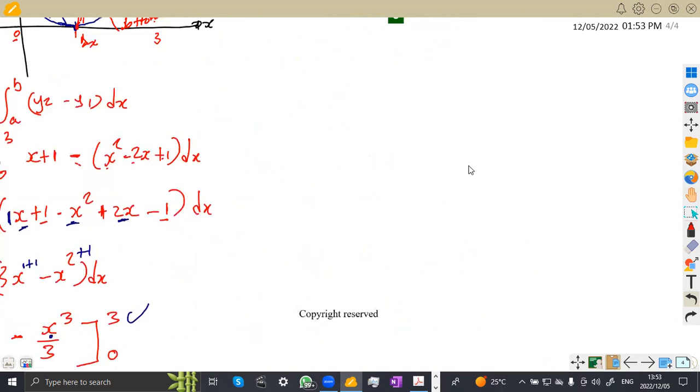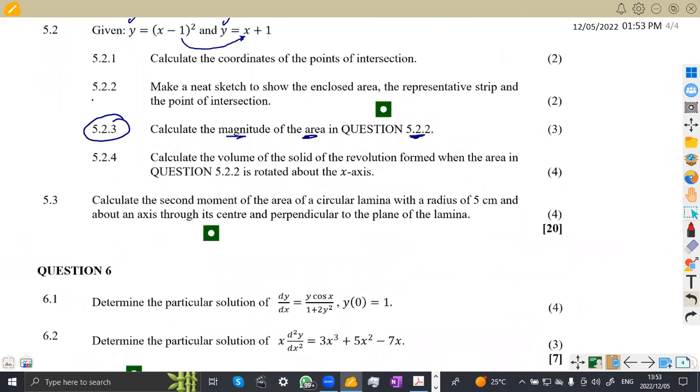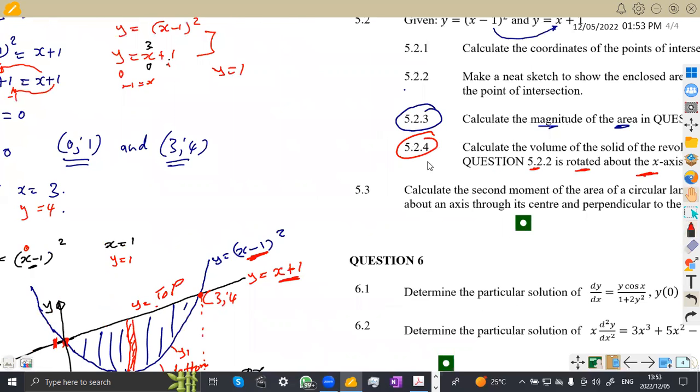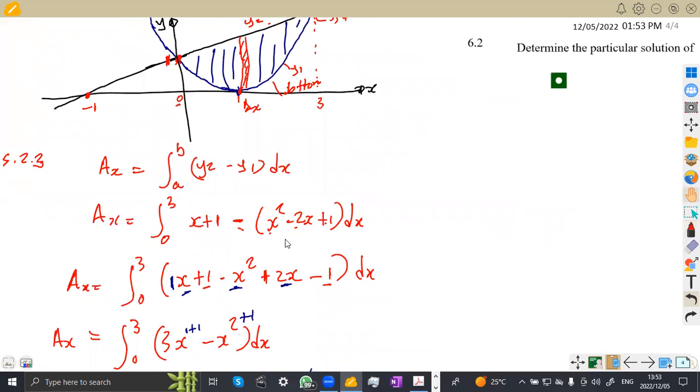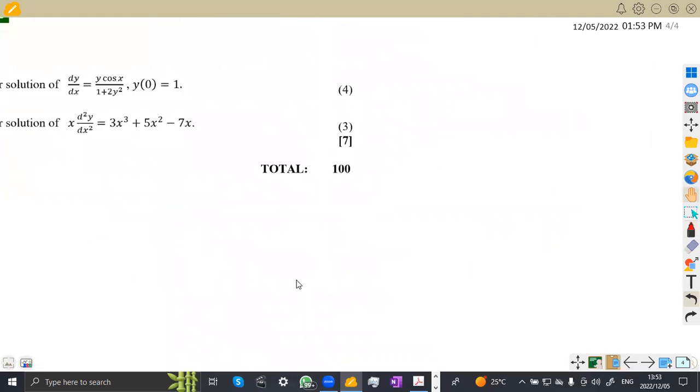All right, so we're going to check the other part of the question, which is on 5.24. So 5.24 is now calculate the volume of the solid of revolution formed when the area in question 5.22 is rotated about the x-axis. All right, so this is volume now, but still with the same concept, just like what we had on area. We are going to subtract y2 and y1 here, but now having a different formula, but we are going to apply the same limits also. So I can even try to work it this side.